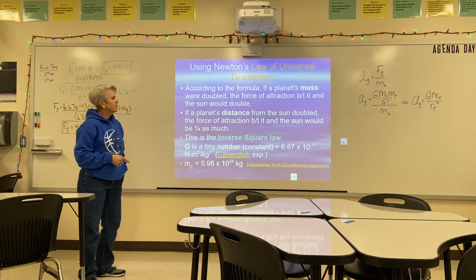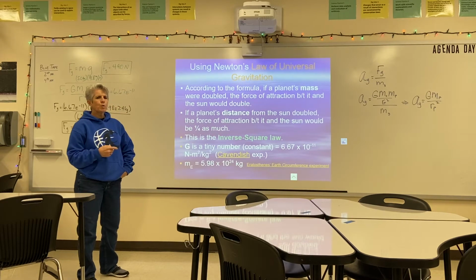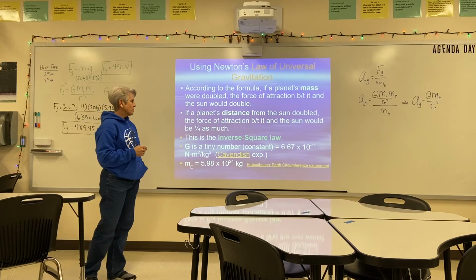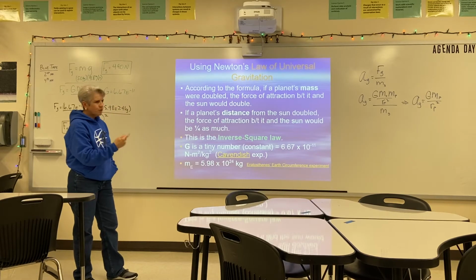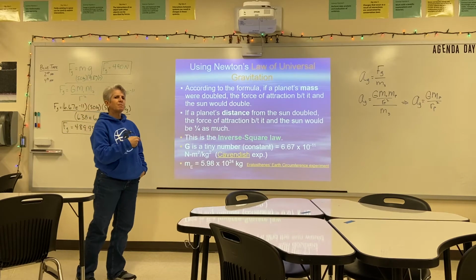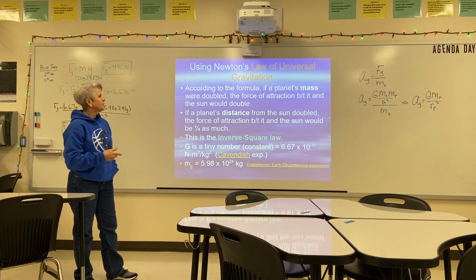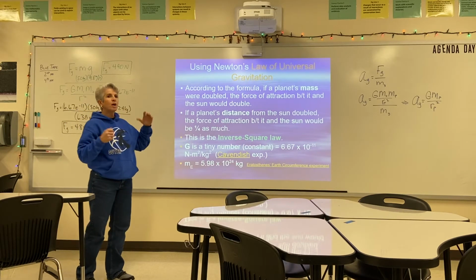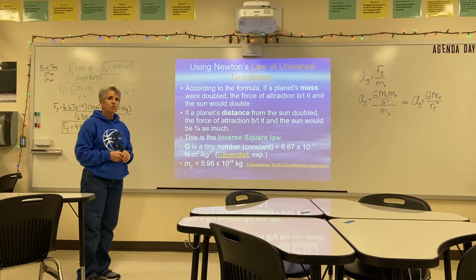According to this formula, F is some constant, which we will call big G, which is a teeny tiny number, but F is big G times the first mass times the second mass divided by the distance between these two things squared. Well, according to this formula, if you take a planet's mass and you double it, then the force between these two things should double.